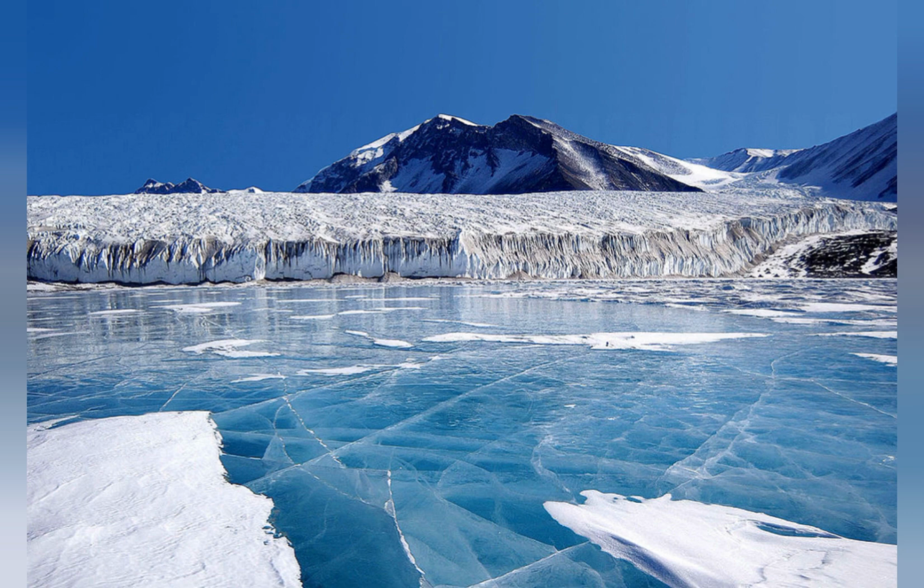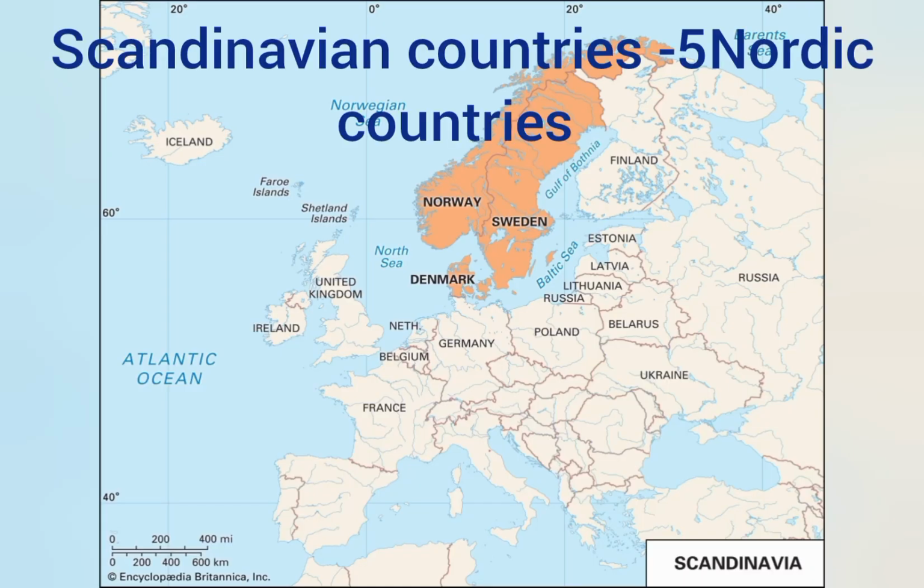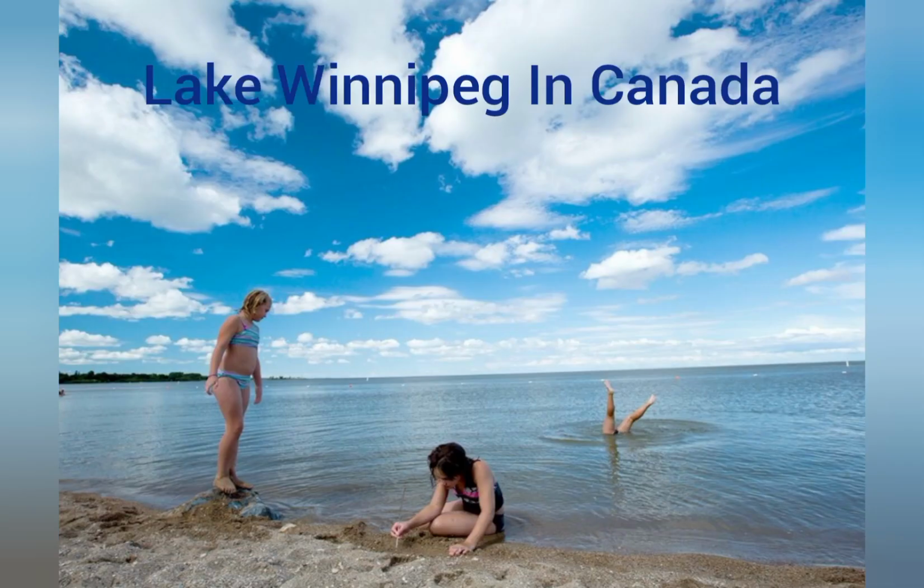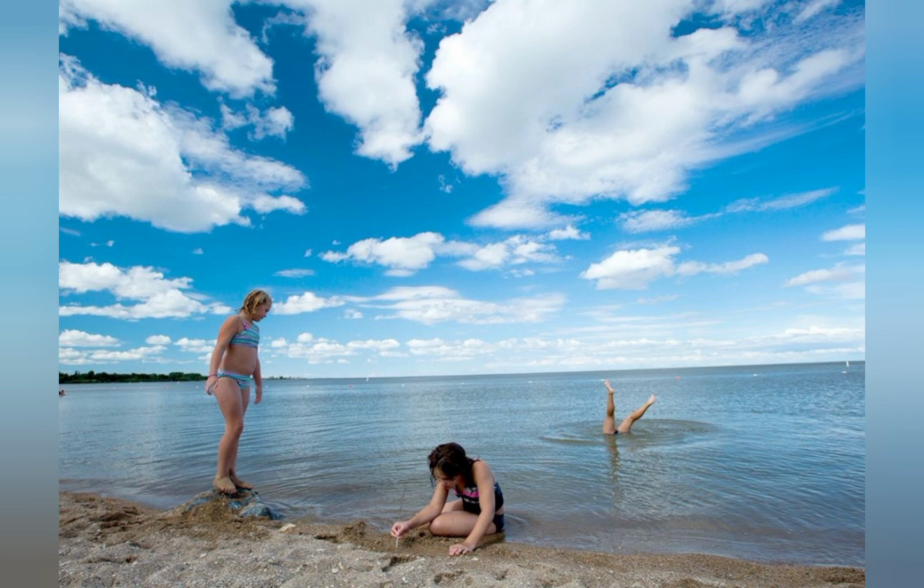So they are great ice sheets, and these types of lakes are basically covered with ice. These lakes are very common in the Scandinavian countries. Scandinavian countries are basically Nordic countries. There are five Nordic countries, namely Denmark, Norway, Finland, Sweden, and Iceland. These countries are basically frozen northern countries. Such an example is Lake Winnipeg, which is in Canada, which is known for its beautiful beaches and its open waters.